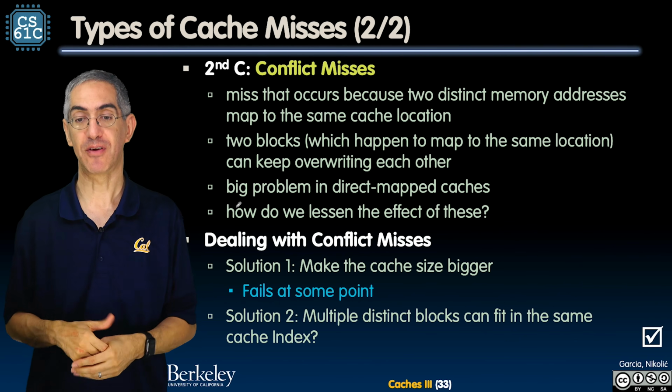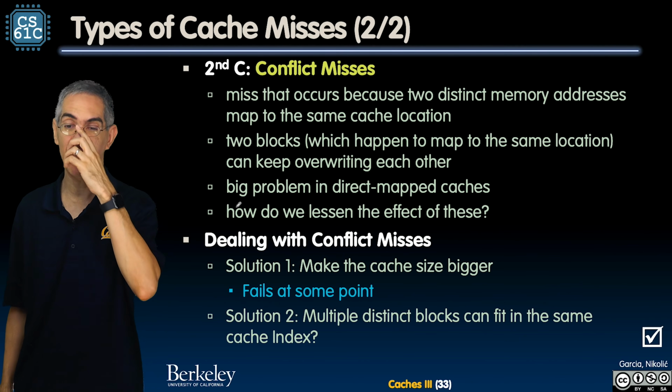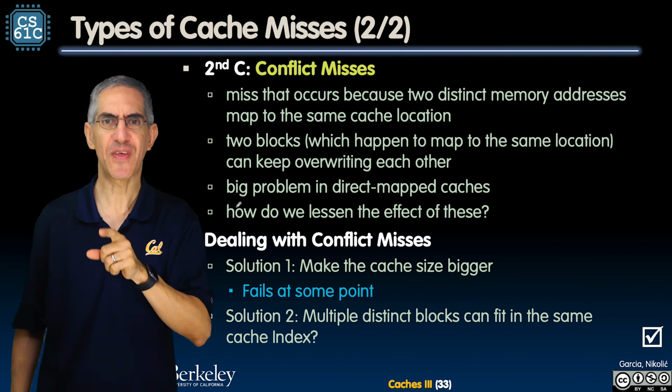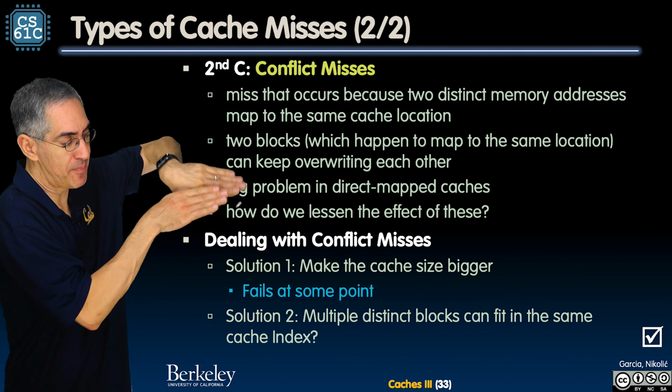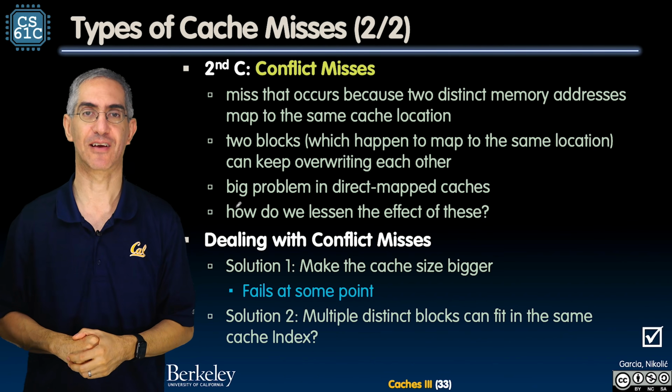So for conflict misses, you could make the cache bigger, and maybe the smart thing is, could multiple distinct blocks fit in the same index? What would that even mean, to have two blocks, two blues, end up being in the same blue area? We'll actually explore that in the next lecture. We'll see you there.